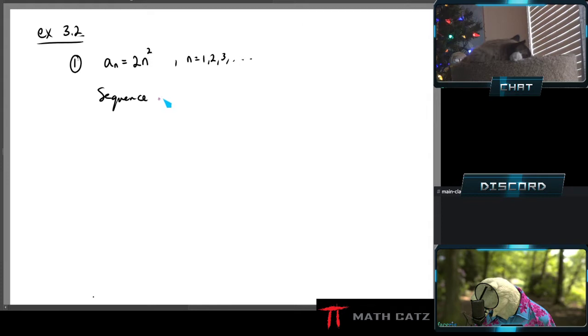Let's get the sequence for at least the first 4 or 5 terms and see if it satisfies the requirements of being a geometric sequence.